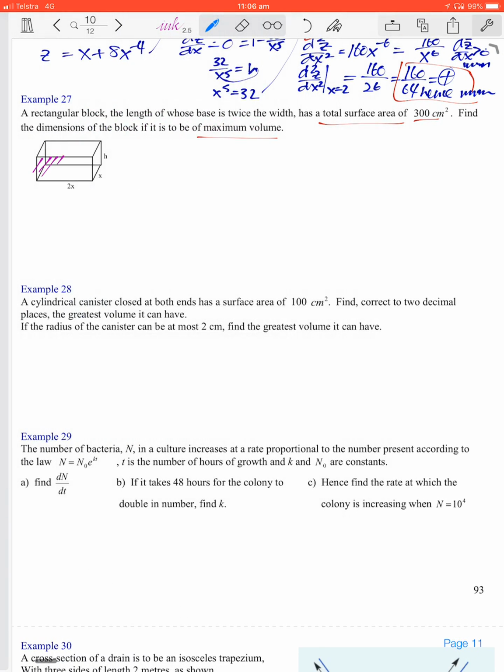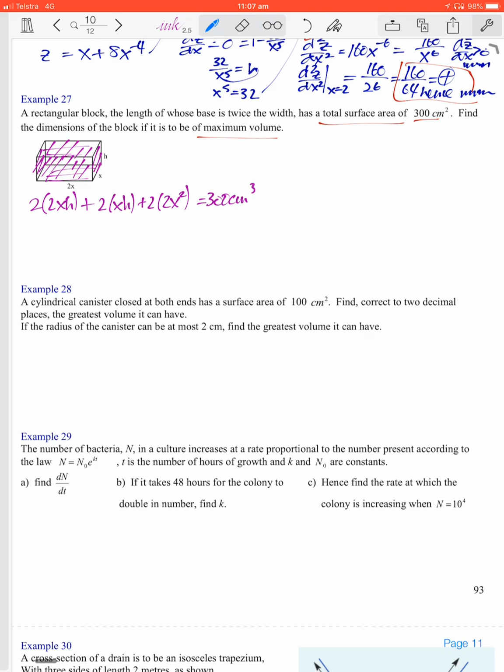We've got this side and the back side, which are 2xh, but I've got two of them. 2 times 2xh, plus I've got two ends, which are xh. So 2 times xh, and then I've got the bottom and then the top, which are 2 times 2x squared, and that equals 300 centimeters squared.